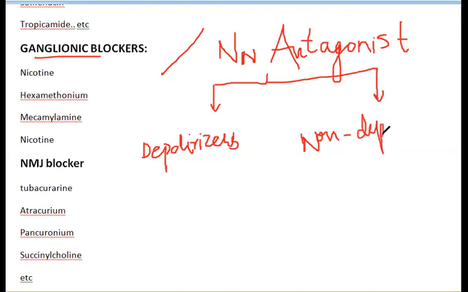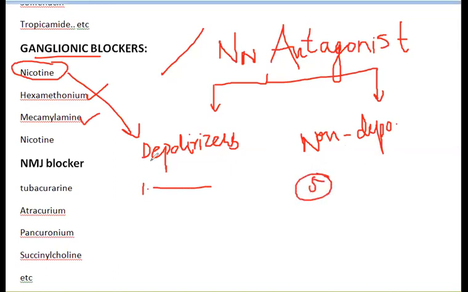I'm not writing the complete spelling here, just depolarizers and non-depolarizers. So nicotine is a depolarizer. You can make your flow chart and write number one, nicotine, here. And in non-depolarizers you have hexamethonium, mecamylamine, then other drugs like trimethaphan, etc. So we have about five non-depolarizer drugs and one depolarizer drug, which is nicotine. So you should know this is the classification of ganglionic blockers.